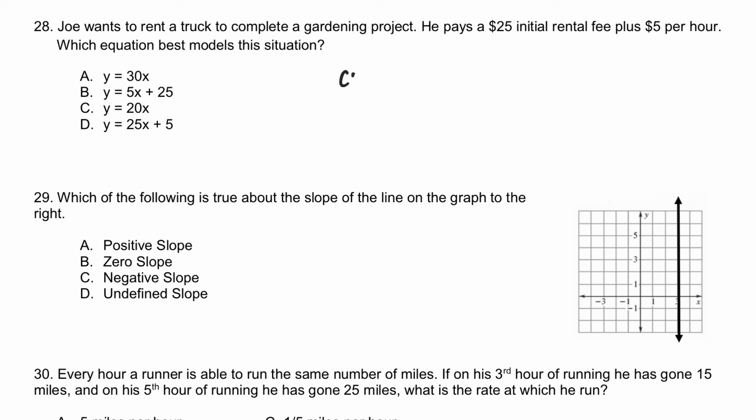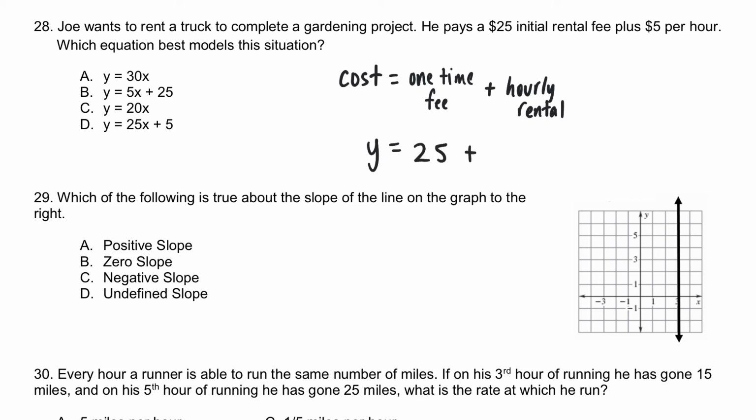So the cost is going to be a one-time fee plus the amount you have to pay for the hourly rental. So the one-time fee plus the hourly rental. If we were going to model this with an equation, like if y was your cost, your one-time fee is the initial rental fee of $25, and then it's going to cost you $5 per hour. So $5 is the rate. The number of hours we don't know, so I'm going to put an x in there for that. So this is the equation I would use.